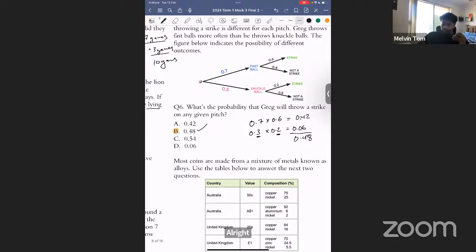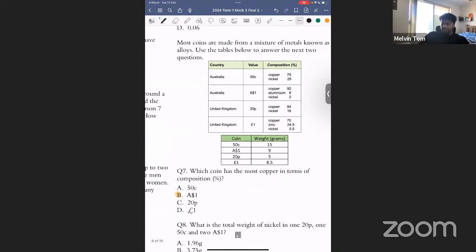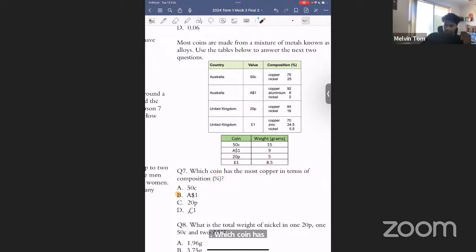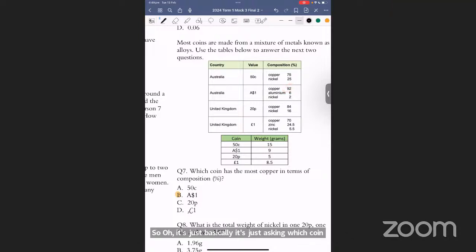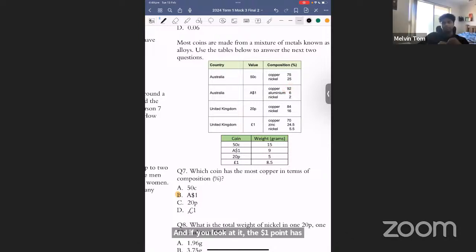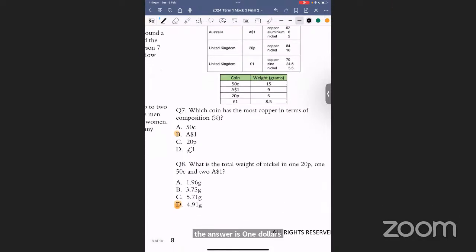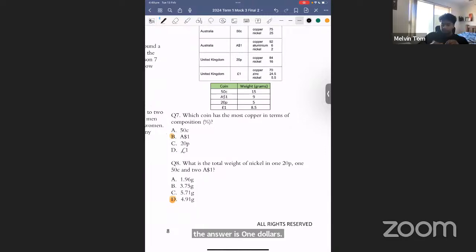Next question. Question number 7. Which coin has the most copper in terms of composition? It's basically just asking which coin has the most copper. If you look at it, the $1 coin has 92% copper. So the answer is $1. This was a really easy question.